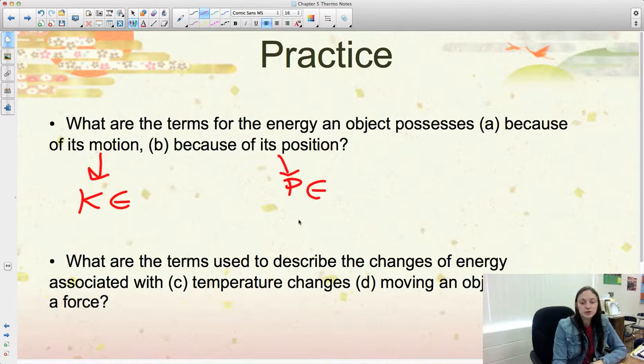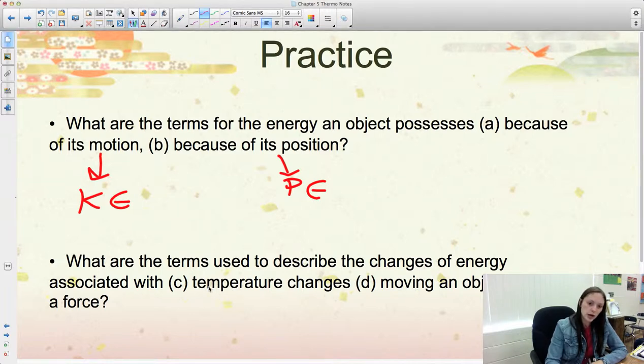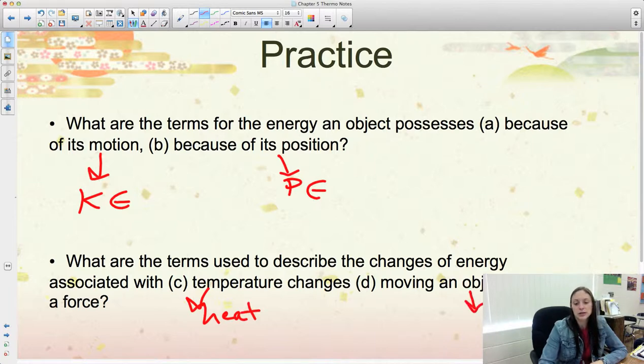What are the terms used to describe the changes of energy associated with a temperature change and moving an object against a force? Well, if we're talking about a temperature change, that is when I am dealing with heat. And when you're moving an object against a force, that term is work.